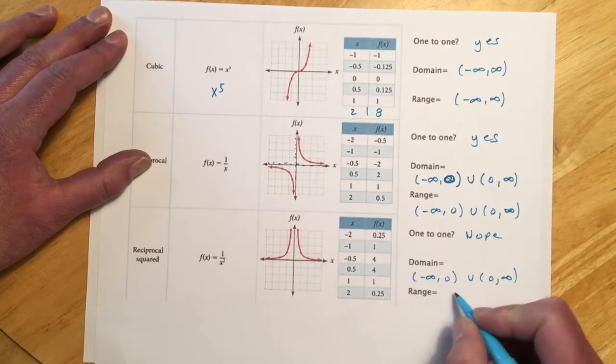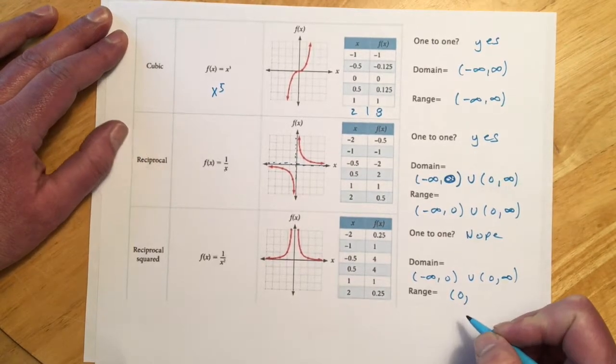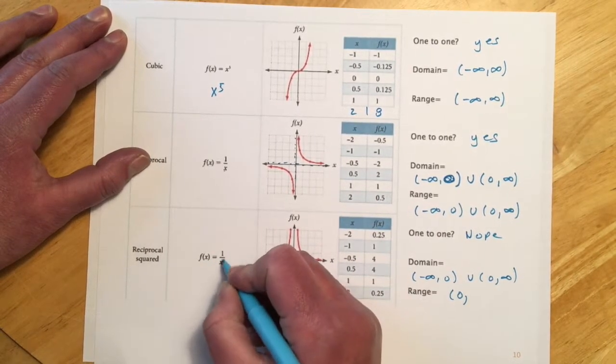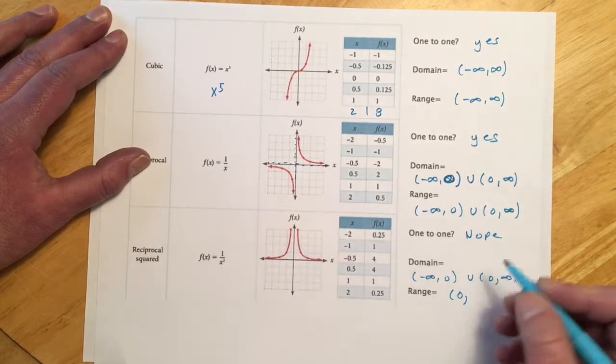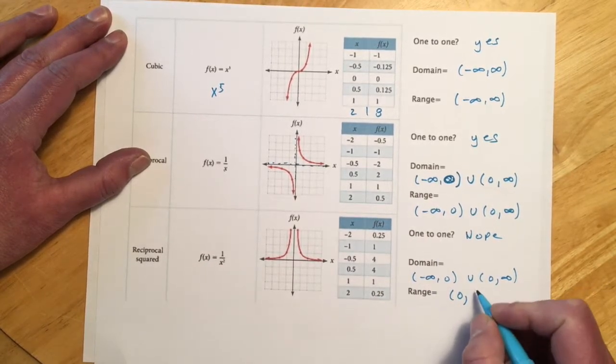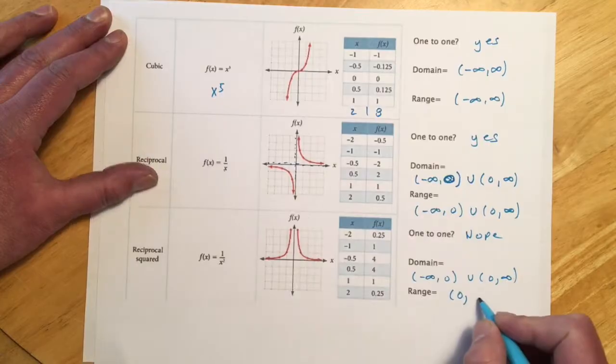And then for a range, it's going to be from 0, but not including 0, because there's nothing I can do, 1 divided by something can't be 0. So it can't include the 0, but that goes all the way up to infinity.